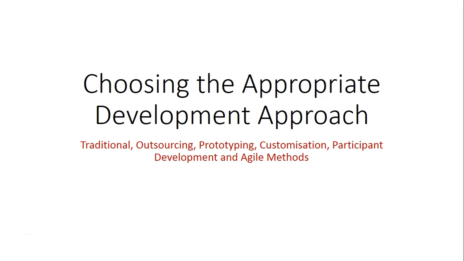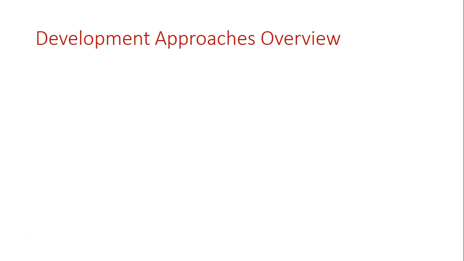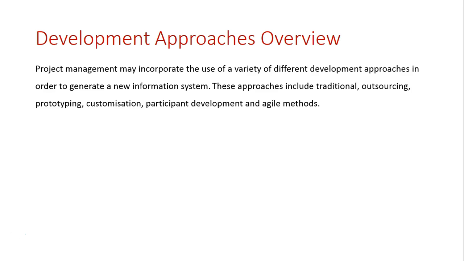This next video is going to take a look at choosing the appropriate development approach in creating a new information system. And basically, this video will be an overview of all the different types of approaches. There will be later videos that will go into each approach in a bit more detail. Basically, what we need to know is there is a variety of different development approaches to choose when generating a new information system. Basically, these approaches include what's known as traditional, outsourcing, prototyping, customization, participant development, and agile methods.